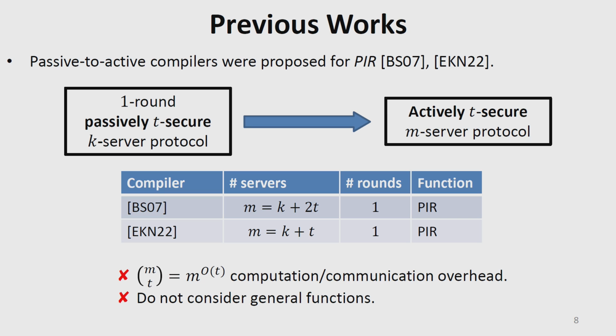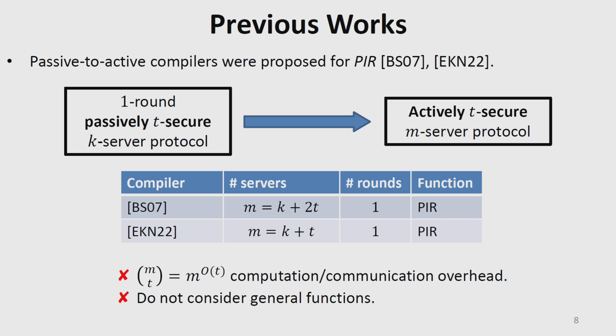So to obtain actively secure protocols, there were compilers from passively secure protocols to actively secure protocols. More specifically, Baimel and Stoll showed that a passively secure K-server protocol can be transformed to an actively secure M-server protocol, while the number of servers increases by 2 times t. And recently, it was shown that the number of additional servers can be reduced to t.